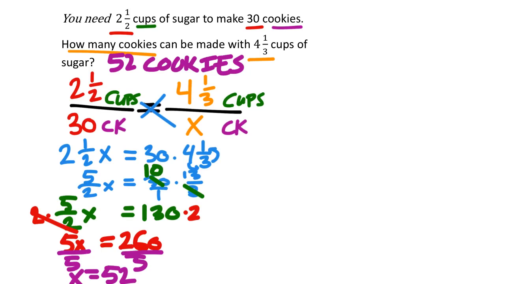So 52 cookies, again, we can just double check. Let's make a fraction with a mixed number here. So 2.5 over 30. Enter, and that's 1/12. That's good. So in other words, it's 1 cup to 12 cookies.